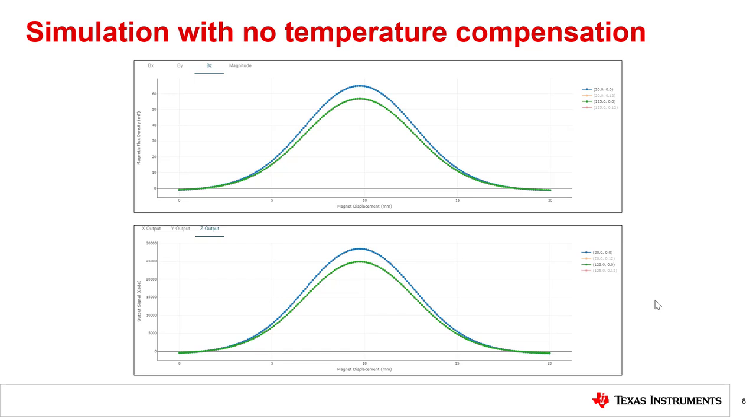We see the Z component of the magnetic field in the first plot and the corresponding device output in the second plot at temperatures of 20 degrees Celsius in blue and 125 degrees Celsius in green, with no temperature compensation enabled. Note that the magnetic field density curve is different for each plot at the different temperatures due to the temperature coefficient of the magnet.